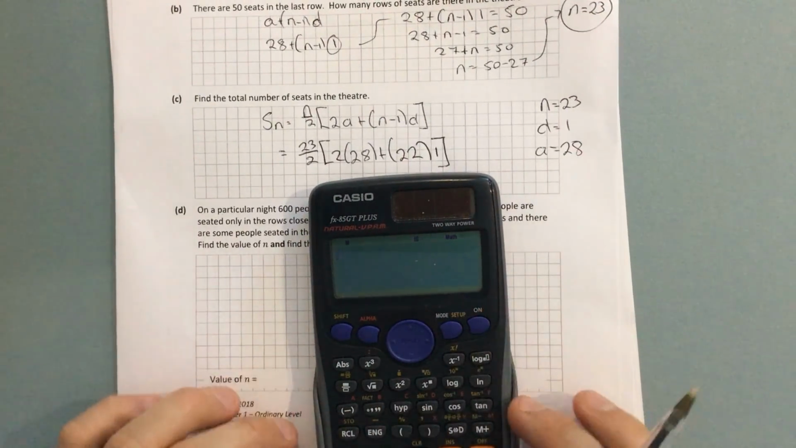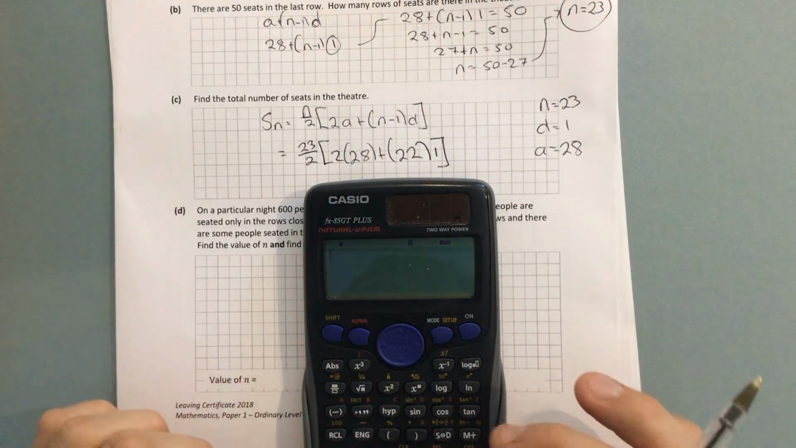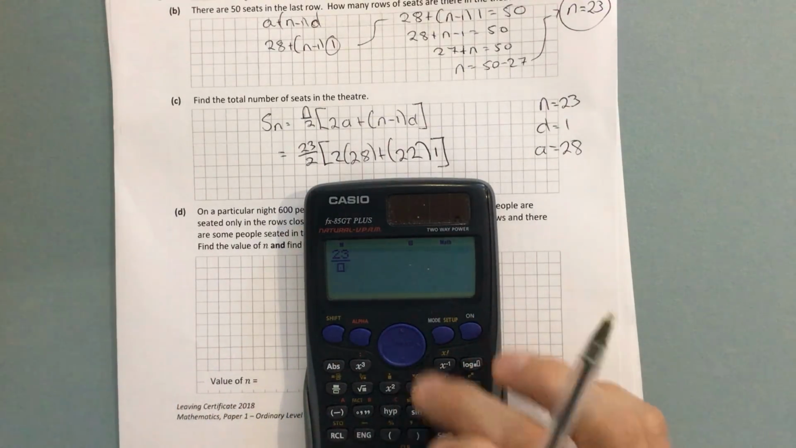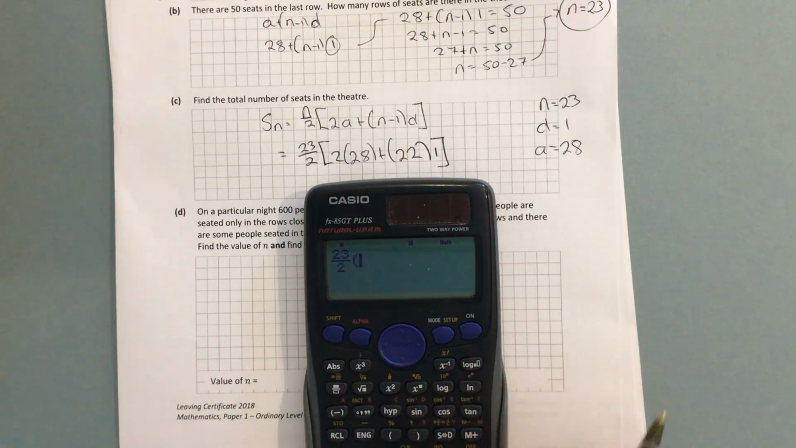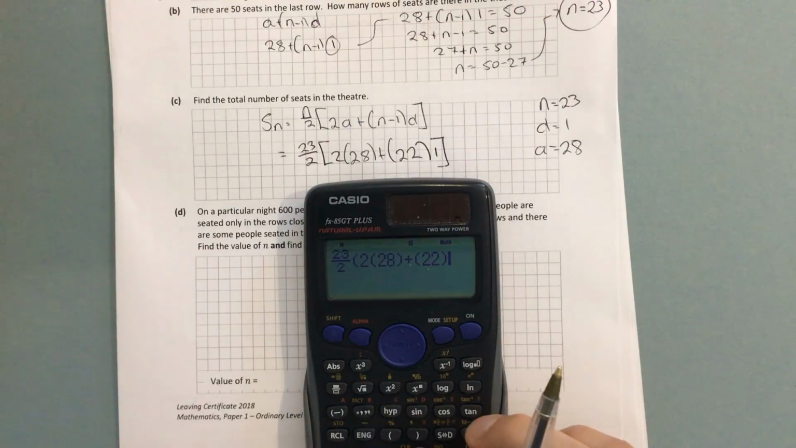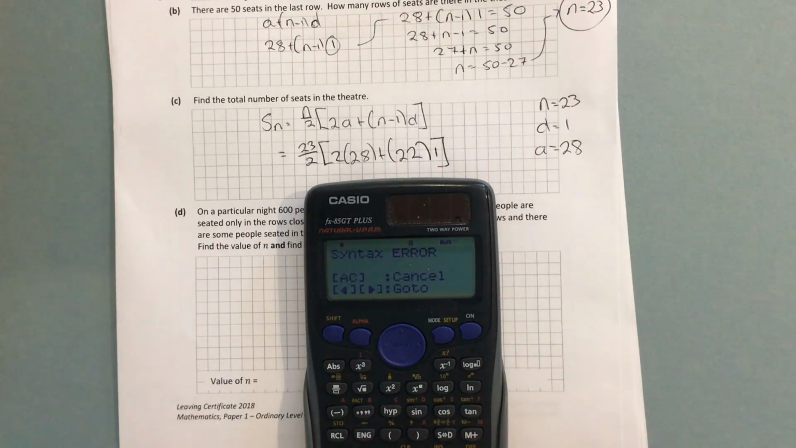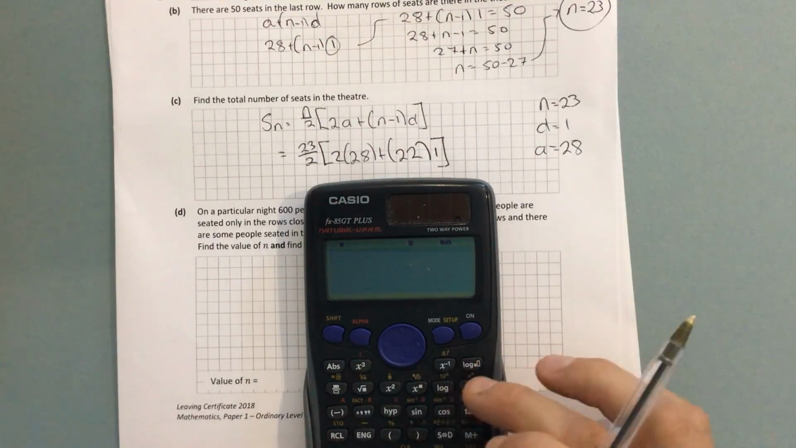See, there we go. So bracket 23, that's your fraction button. It's important to know. 2 times 28 plus bracket 22 bracket times 1, and close my bracket then. Okay, so let's check my formula again.